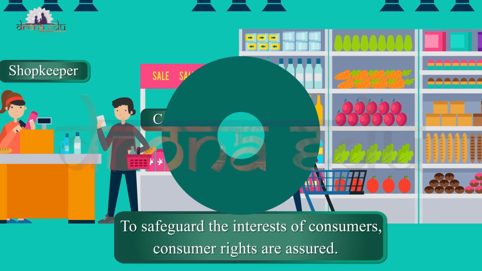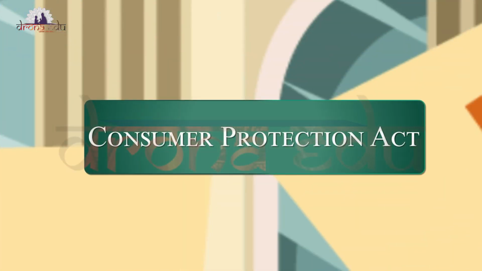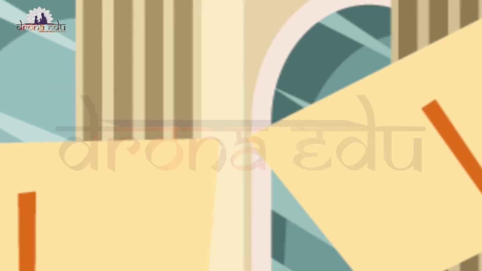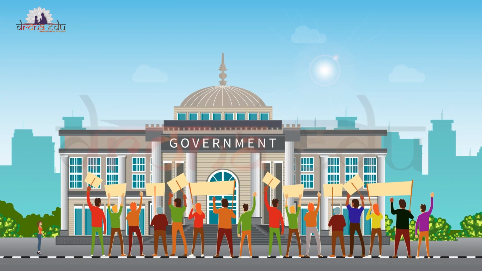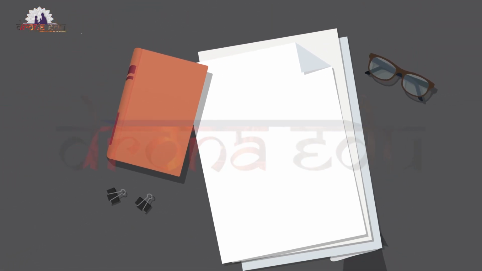Okay? So now let us learn what is Consumer Protection Act. The consumer movements were started by a few people who suffered on account of regular exploitation by the traders. So such movements brought pressure on the government and alerted it to formulate new acts to safeguard the interest of the consumers. In the last 5 decades, more than 30 acts have been implemented.